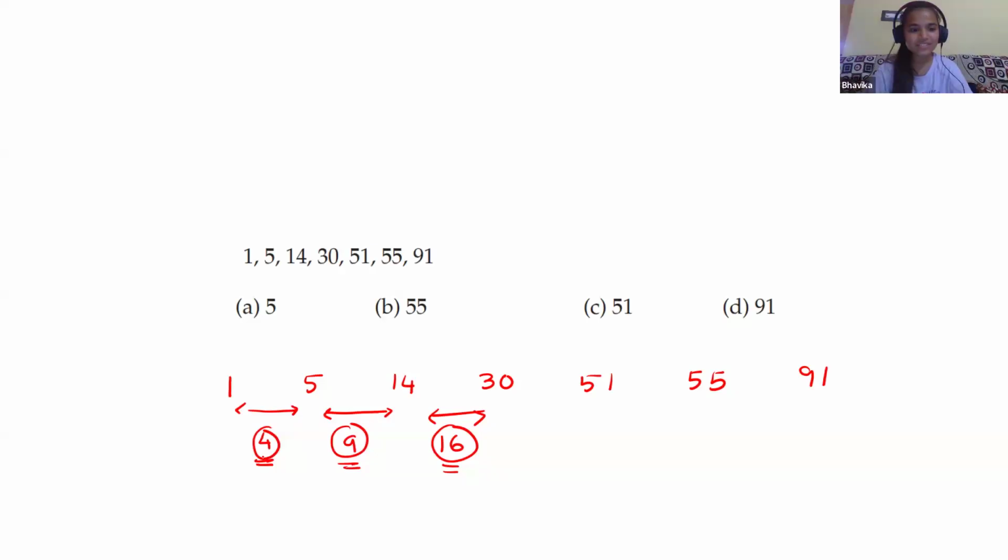Sir, after each number we are adding something. For 1 we are adding 4, so we get 5. And if we add 9 to 5, we get 14. That's correct. 1 plus 4 gives you 5. 5 plus 9 gives you 14. 14 plus 16 gives you 30. Correct. But I want you to observe how I get these numbers. What are these numbers?